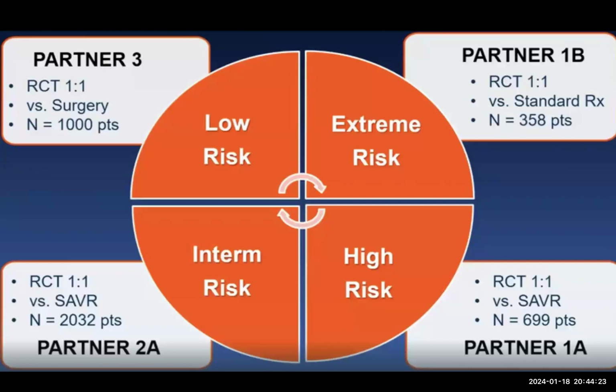So let's now talk about what is the evidence for TAVR. TAVR started with the extreme risk people, with PARTNER 1B. They randomized patients 1-to-1, TAVR versus standard treatment, in 358 patients. Those patients are not eligible for surgery. They have prohibitive risk. This is where TAVI started.